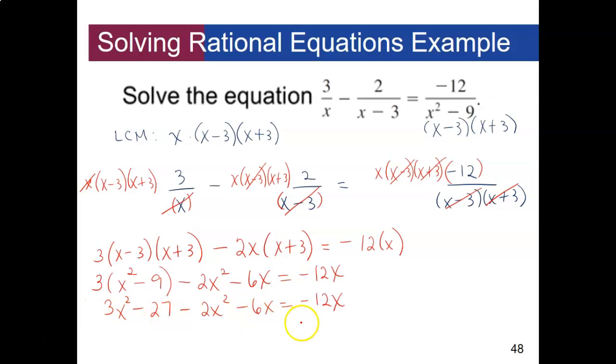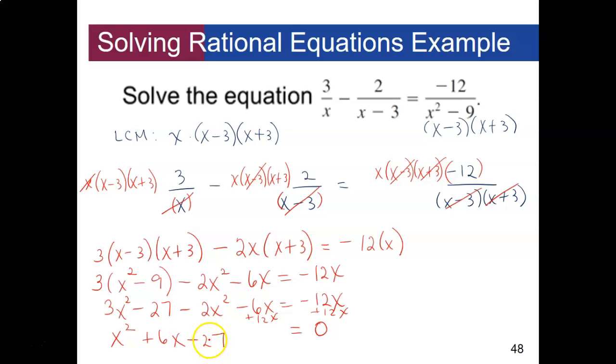quadratic. So with quadratics, we typically want to set that equal to 0. So I'm going to combine these two together and I'll have x squared. I'm going to move this 12x to the other side. So negative 6x plus 12x is going to give me a positive 6x, and then I'm going to be left with a minus 27.